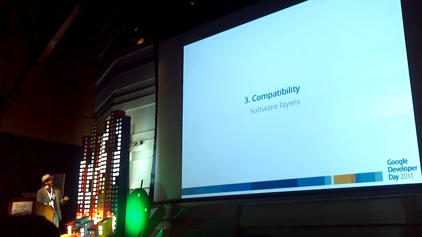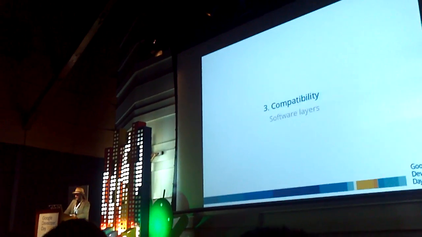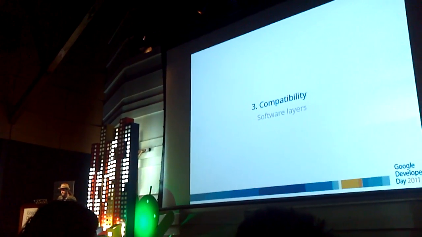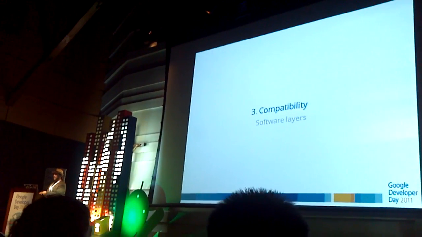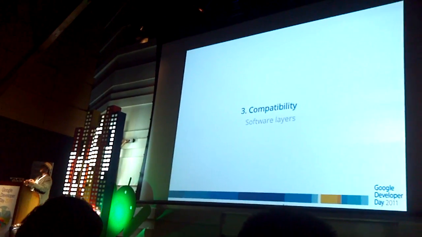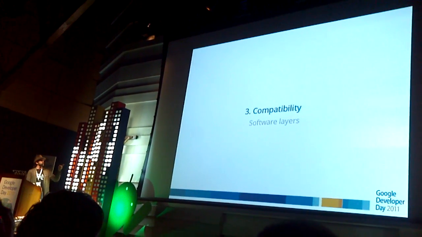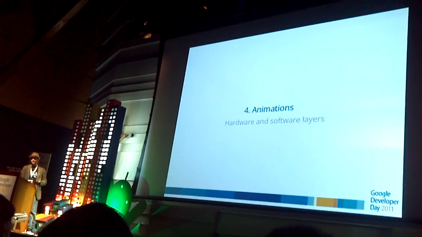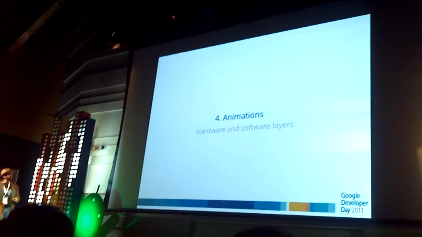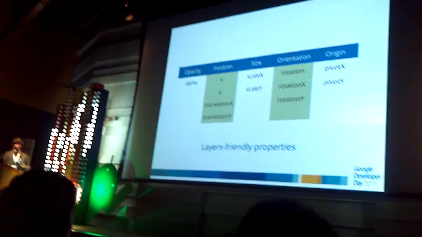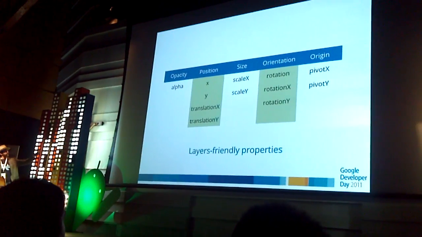So let's talk about compatibility. That's probably one of the most important things. I talk about software layers a lot. Again, they take a little bit of memory. They're not good in every situation. They'll slow things down for software layers, but they give you that level of compatibility. And of course, finally, as I said, animation. The most important reason to use layers is to handle animation.